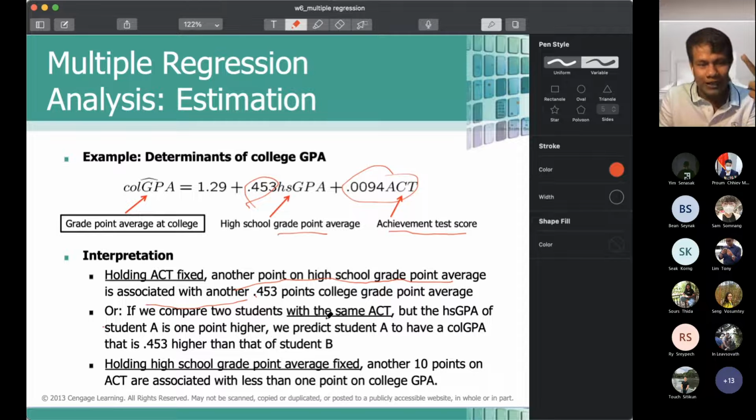If there are two students, they both have the same achievement test score, but A has a high school GPA 1 point higher than B, then it is expected that A will obtain a college GPA 0.453 higher than B. Following me? This is the interpretation of multiple linear regressions. All right.